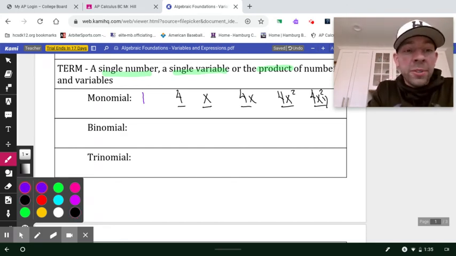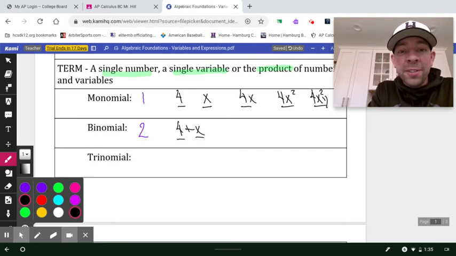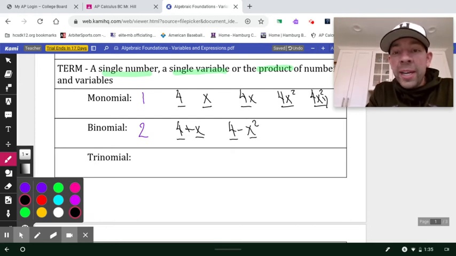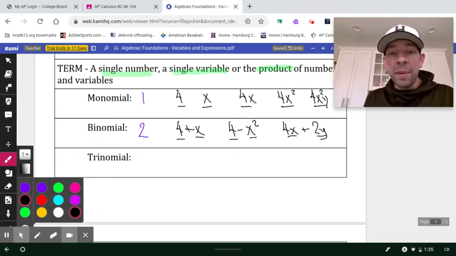Okay, let's talk binomials now. It's going to consist of 2 terms. Could be something like 4 plus x. So 4 is your first term, x is your second term. Or maybe it could be 4 minus x squared, first term, second term. Or again, you could get crazy. Maybe it's like 4x plus 2y. So you got first term, second term. Basically, every time you see a plus sign or a minus sign, you're thinking, beep, new term.